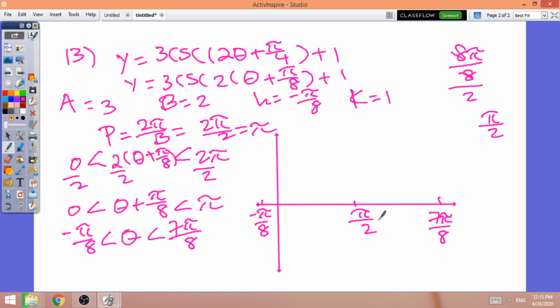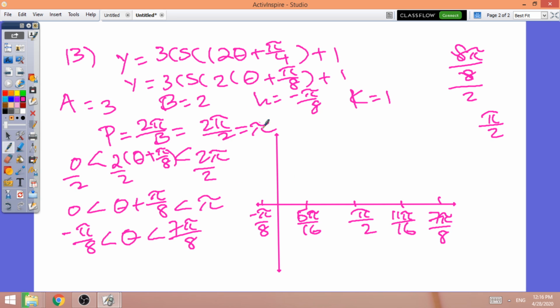And then half of the distance between negative pi over 8 and pi over 2. So this one is 4 pi over 8 and 5 pi over 8, divided by 2, then that'll be 5 pi over 16. And then half of the distance between pi over 2 and 7 pi over 8. So this one is 4 pi over 8 and 7 pi over 8, combine them, 11 pi over 8 divided by 2, 11 pi over 16.